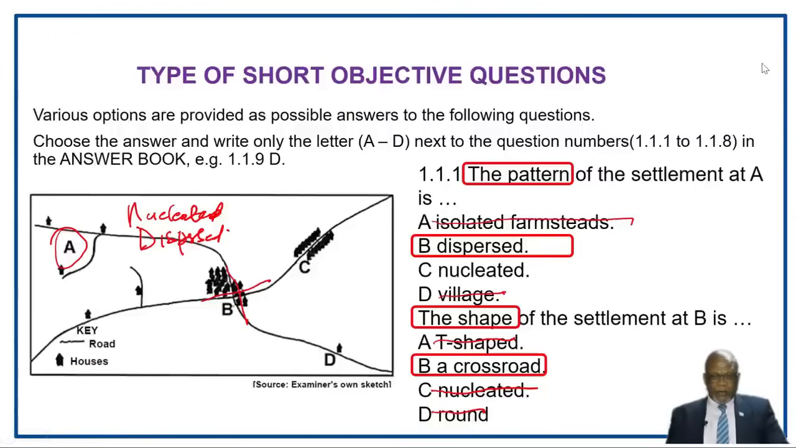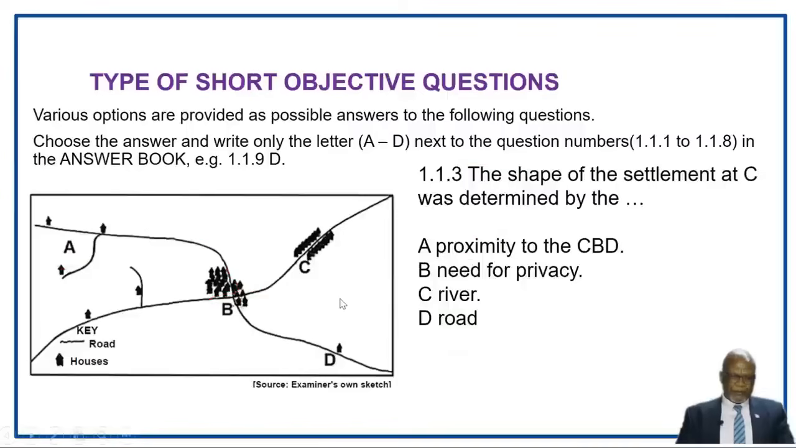Then we're looking at the next one here. The next question is the shape of the settlement at C was determined by. Now you're looking at the settlement at C. Then you have to go to your key so that you are able to identify what this feature is. So then the options were proximity to the CBD. Do you see any CBD there? There's no CBD there.